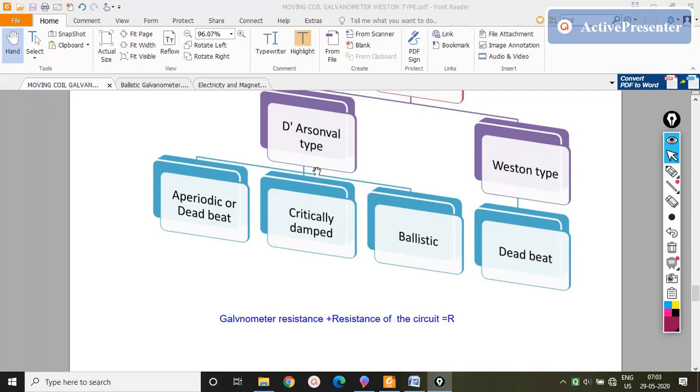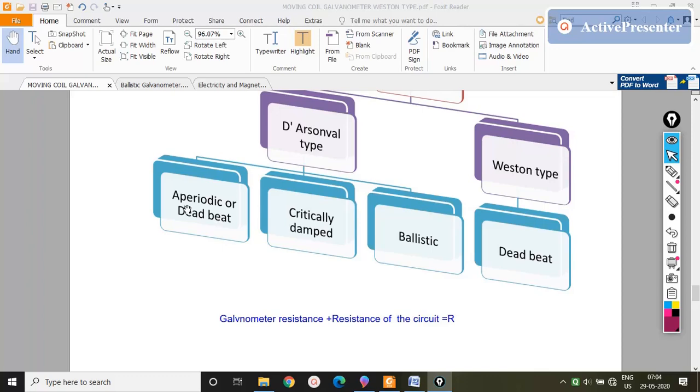Next, let us come to the de Arsonval type. The de Arsonval type can be made to work in deadbeat condition, critically damped condition, and ballistic condition. So first of all, let me tell you what the deadbeat condition is. As I already explained for the Western type, in deadbeat condition the motion of the coil will be such that once deflected, it will come to rest without performing any oscillations about its deflected position.